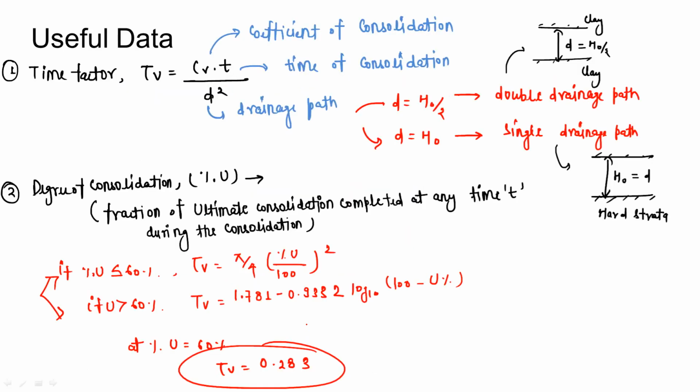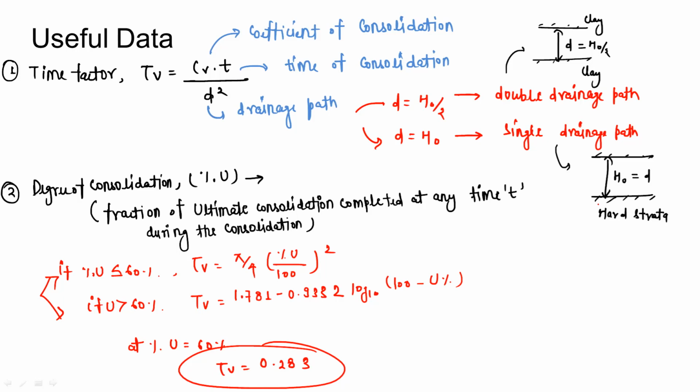Now coming to the useful data, here we will be using two equations, time factor and degree of consolidation. Time factor is Tv = Cv × t / D², where Cv is the coefficient of consolidation, t is the time of consolidation and D is the drainage path. D will be H0 by 2 for double drainage. The total thickness of the medium is H0, but both layers are permeable, so D will be H0 by 2. So the drainage path will be half of the total width of the medium.